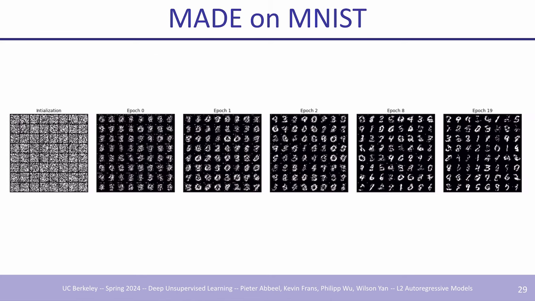This is MADE on MNIST through 19 epochs. Initially, when you sample from it, it clearly doesn't generate very natural-looking digits, or digits at all. But as it trains longer and longer, it does generate things that look more and more like digits.